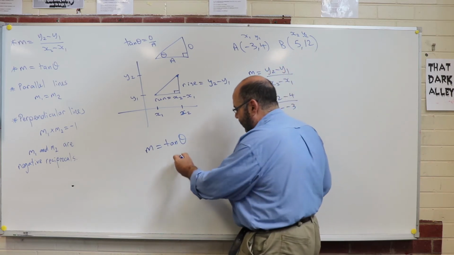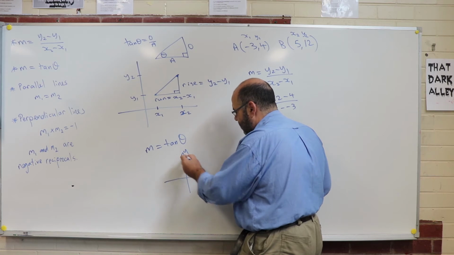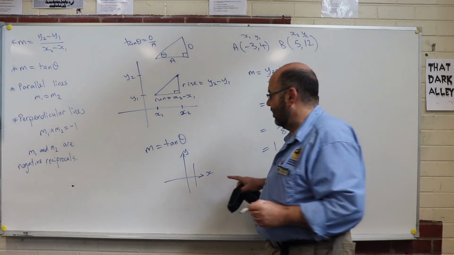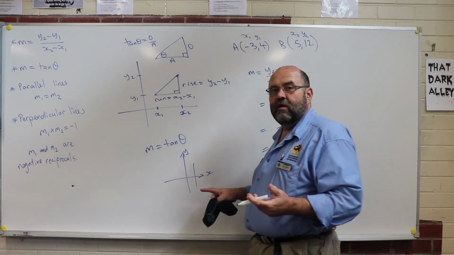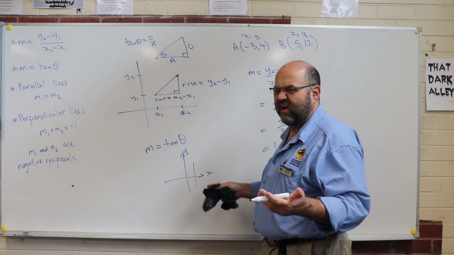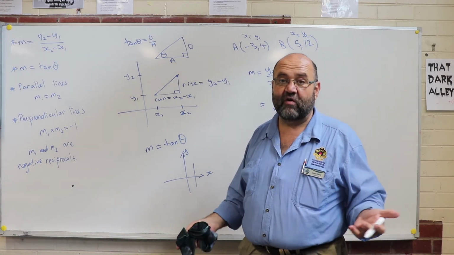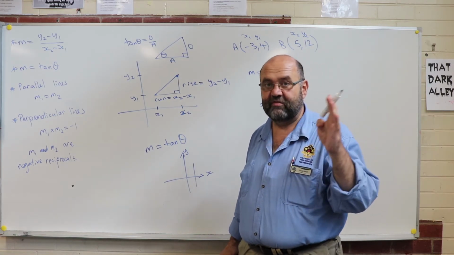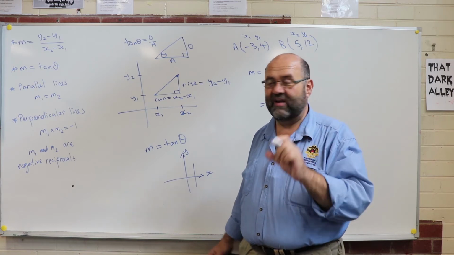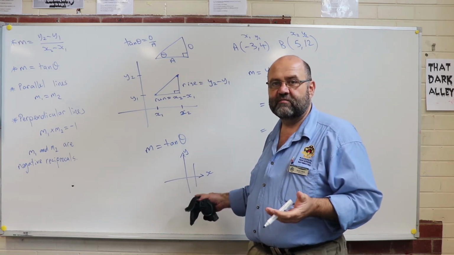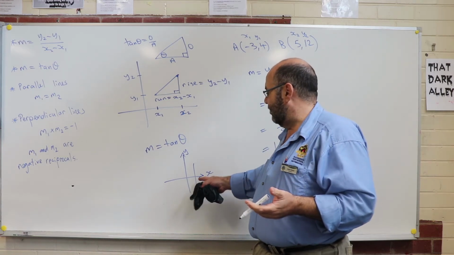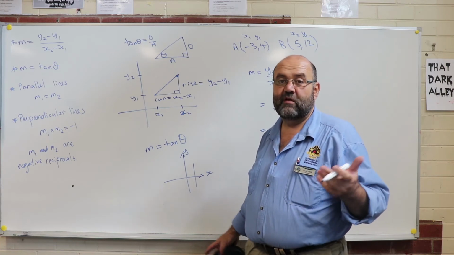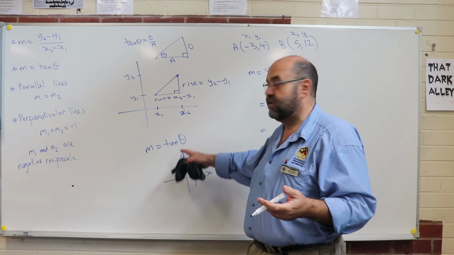If I have a vertical line, well, that vertical line doesn't actually have a gradient. Its gradient is infinite, if you like, or its gradient is undefined. We can't talk about how steep a vertical line is, because steepness, remember, is rise over run, and there's no run in a vertical line. So we can't use tan theta equals the gradient, because there is no gradient.